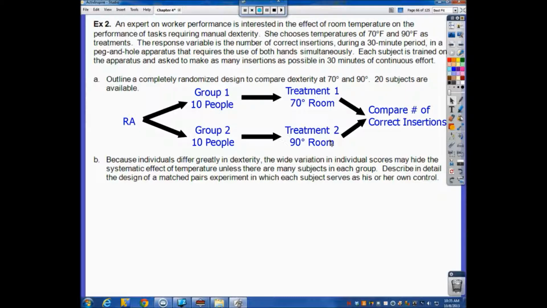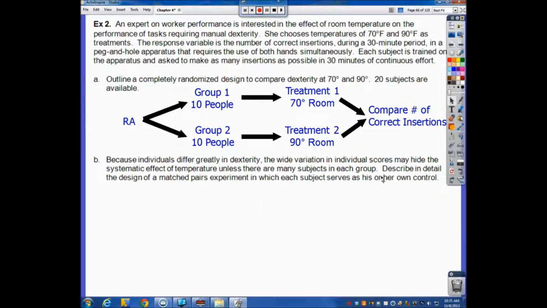Now for B, it says, because individuals differ greatly in dexterity, the wide variation in individual scores may hide the systematic effect of temperature, unless there are many subjects in each group. I mean, we can't really get very specific results to apply to the whole population if we're only putting 10 people in each temperature room here. 10 people is not a big enough sample size, if you will.